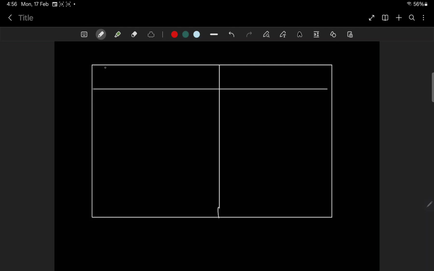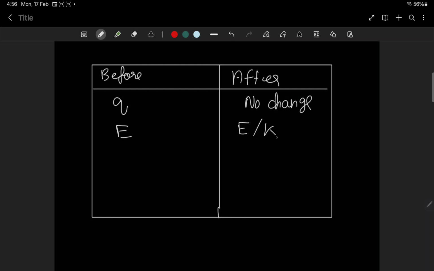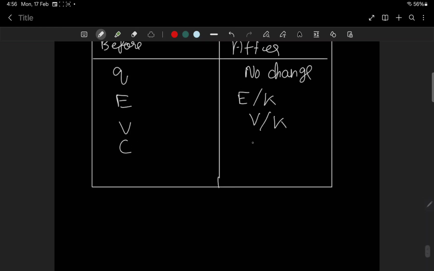Here, before and after keeping the dielectric slab. Before keeping the dielectric slab, charge was Q. After keeping it, no change in the charge, because when the battery is removed, charge is constant. Before the electric field was E, now the electric field becomes E by K. Before the potential was V, now the potential becomes V by K. Before the capacitance was C, now the capacitance becomes CK. And before the electrostatic energy was U, now it becomes U by K.